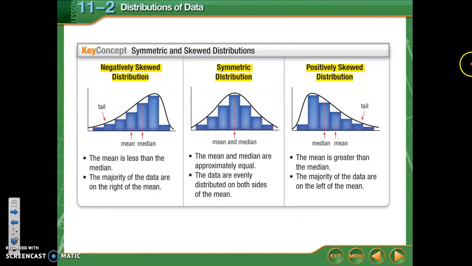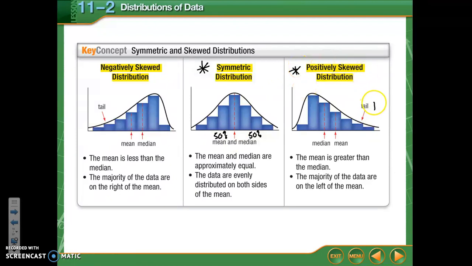All right, so when I make a distribution, right, and here they're showing you what a distribution could look like. It usually, again, looks like a histogram for right now. I can have distributions that are symmetric, meaning that the mean and the median are about the same, and it goes down the same amount on both sides. The data are evenly distributed on both sides of the mean, so it's about 50% on both sides if it's symmetric. I can have a positively skewed distribution.